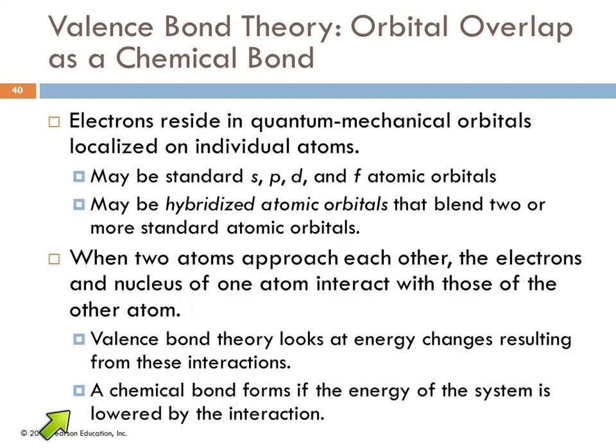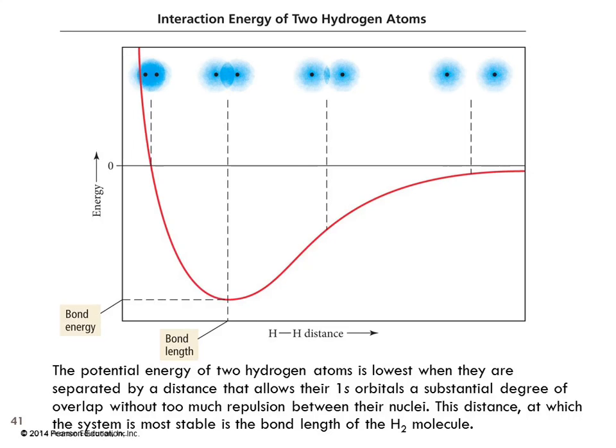And what we find is a chemical bond will form if the energy of the system is lowered by the interaction. So if energy is lowered, the bond forms. If energy is not lowered, the bond does not form. So here's an illustration of hydrogen atoms approaching each other. Here they're very, very close, and here they're far apart.